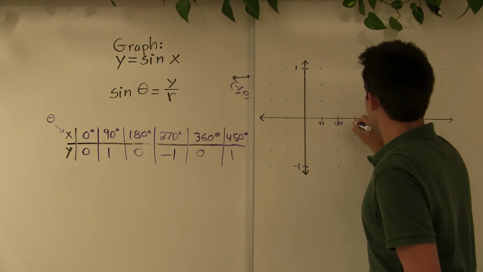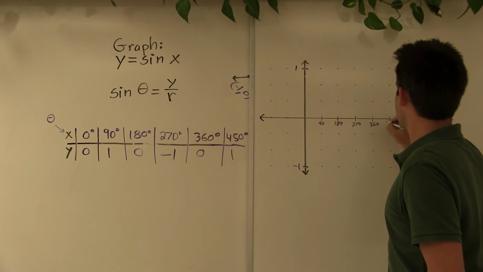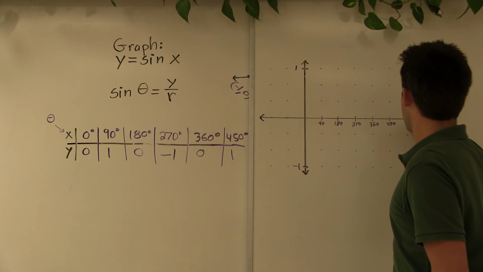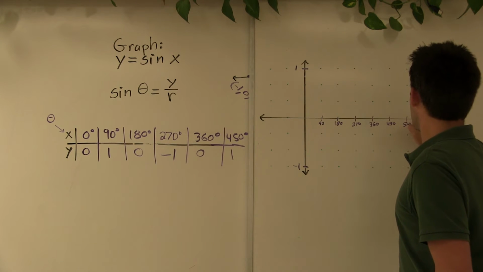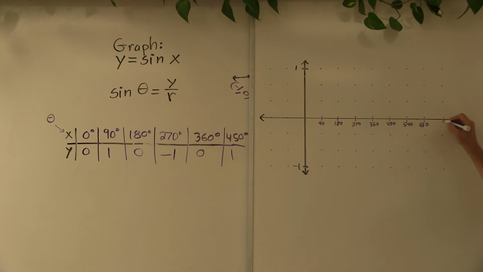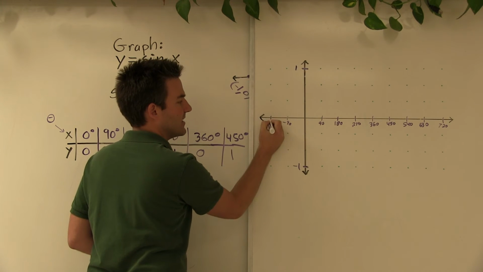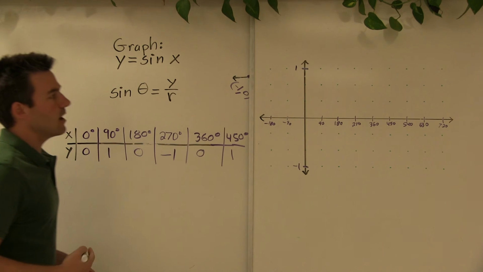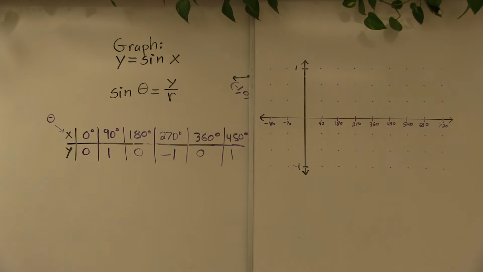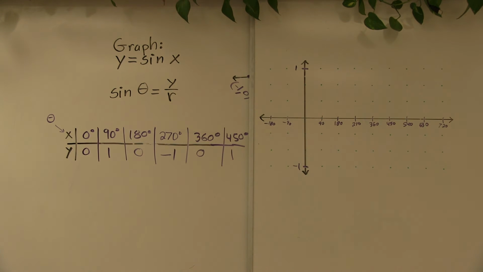180, 270, 360. We're just going up by 90. So on this side, we'll have -90 and -180. All right, now we're ready to graph. And let's do this in blue.